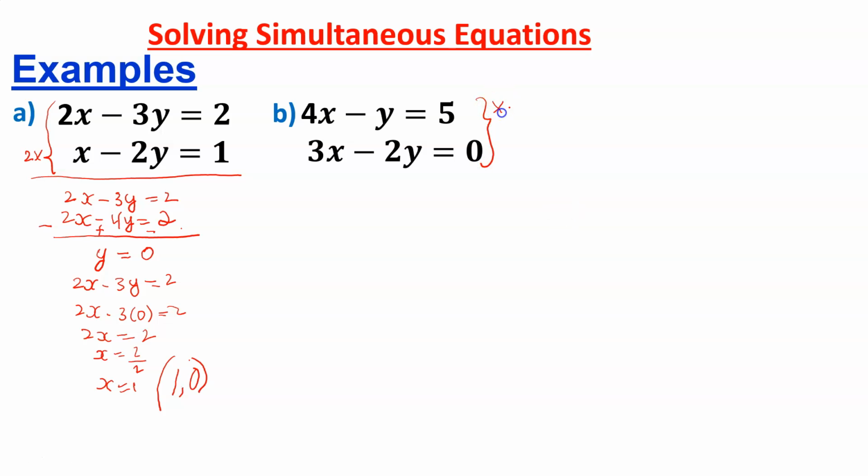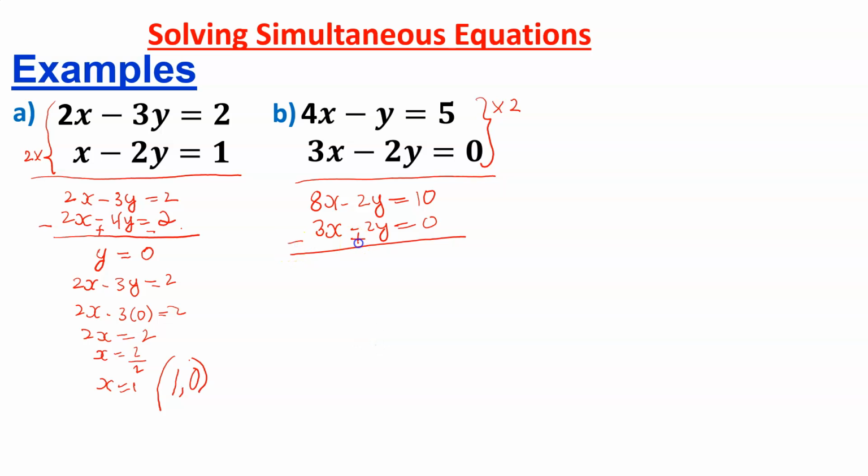I need to times the top by 2 to make y the same. Underline it. That gives you 8x minus 2y equals 10. I haven't done anything to this equation, so I'm going to copy it as it is. This is what I got. Now my y's are the same. They've got the same sign.